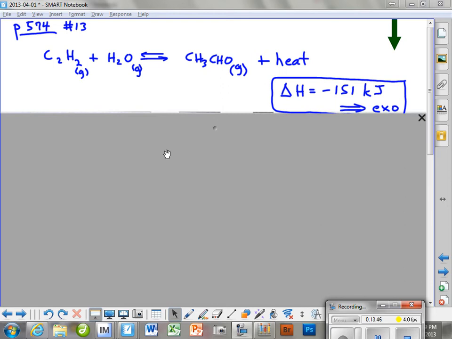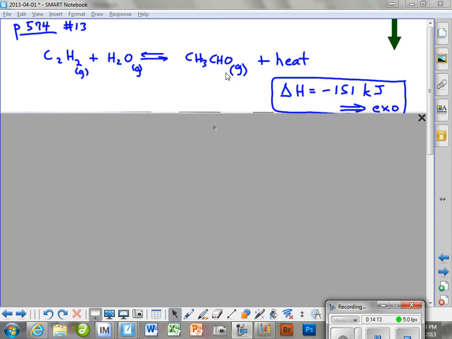Okay, the problem that I call one of the most difficult types of Le Chatelier problems is this dude. It doesn't get any more difficult than this. So here is your sample problem, or a sample equation of what we're going to deal with here. We are dealing with C2H2, water, and acetaldehyde, CH3CHO.